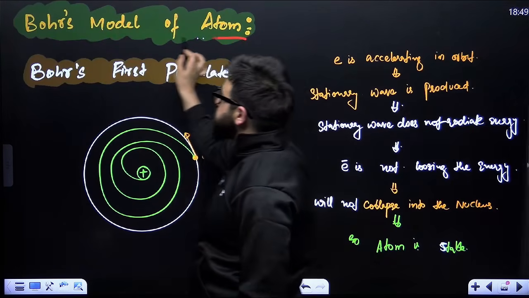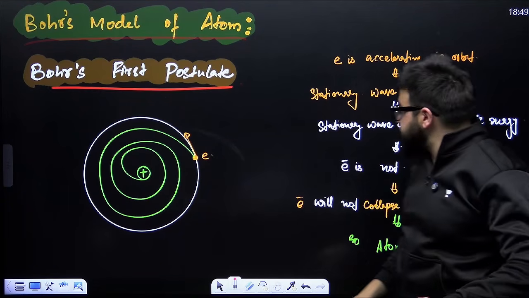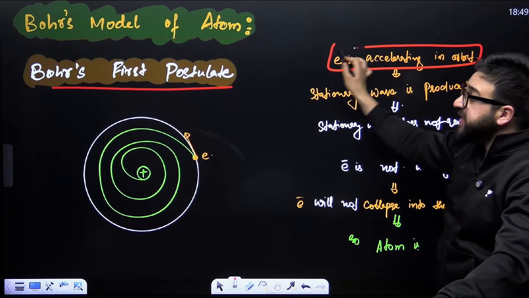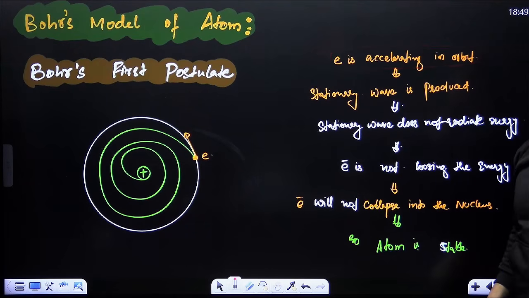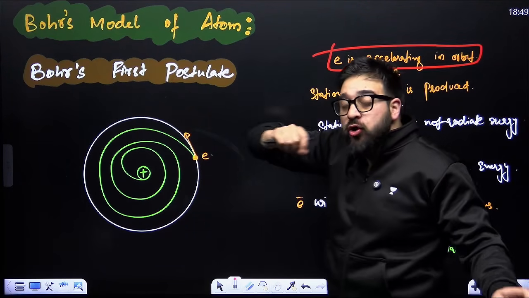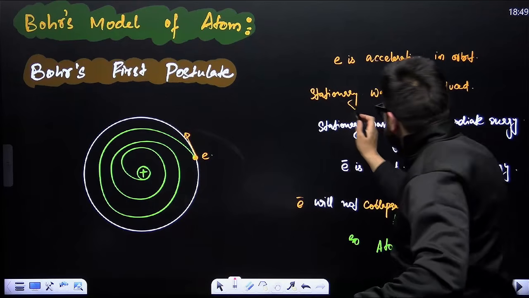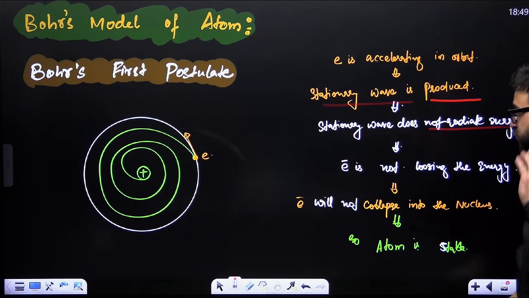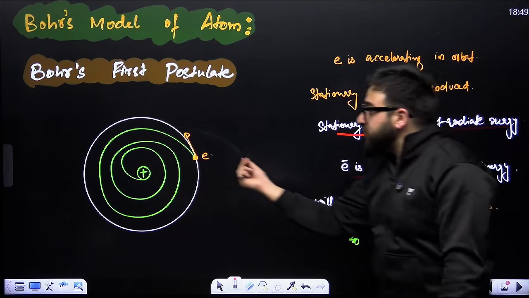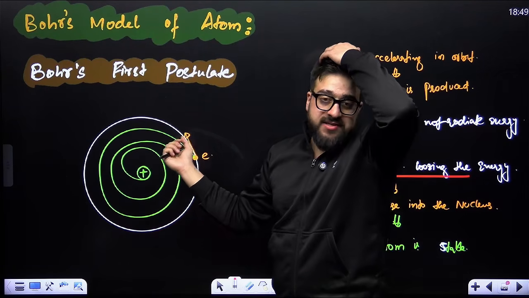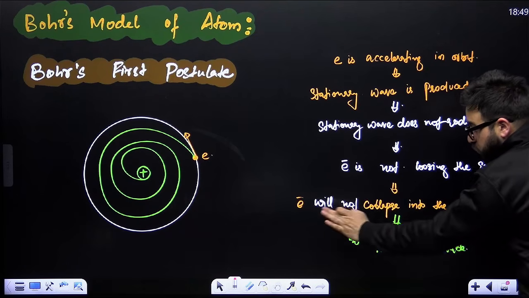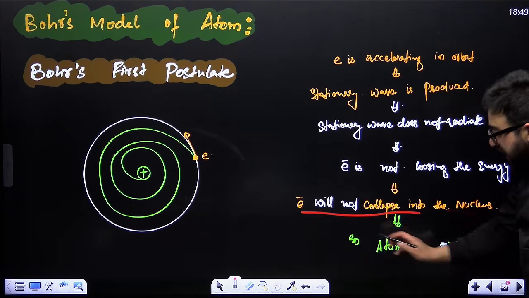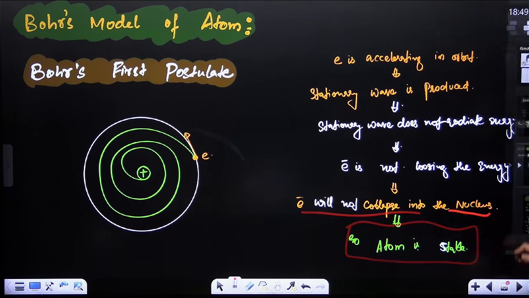Then, my dear NEET aspirants, Bohr's atomic model. Bohr's first postulate says that an electron revolving in an orbit is accelerating in the orbit. Whenever an electron accelerates in an orbit, it produces a wave. He said it produces a stationary wave, and a stationary wave does not radiate or lose energy. Hence an electron revolving around the nucleus does not lose energy. If it does not lose energy, the electron will not collapse into the nucleus. Hence we say the atom is stable. He defined the stability of an atom.